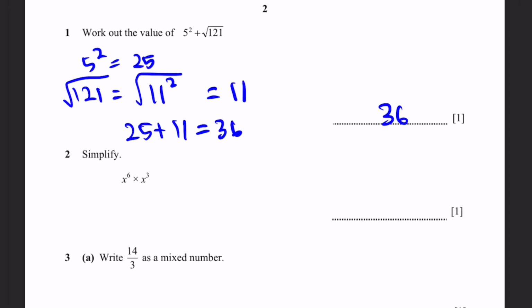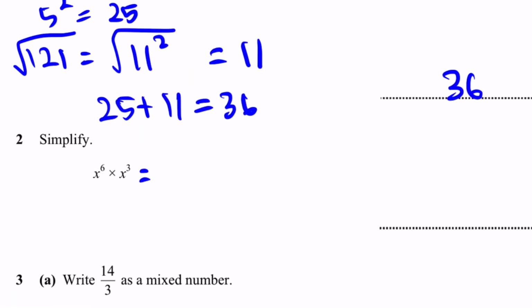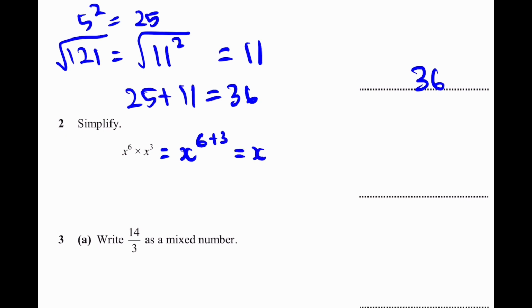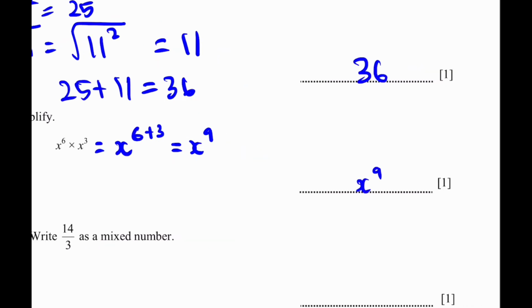Question 2. Simplify x to the power 6 multiplied by x to the power 3. So this will be, according to the law of powers, x to the power of 6 plus 3, which is x to the power 9. So x to the power 9.